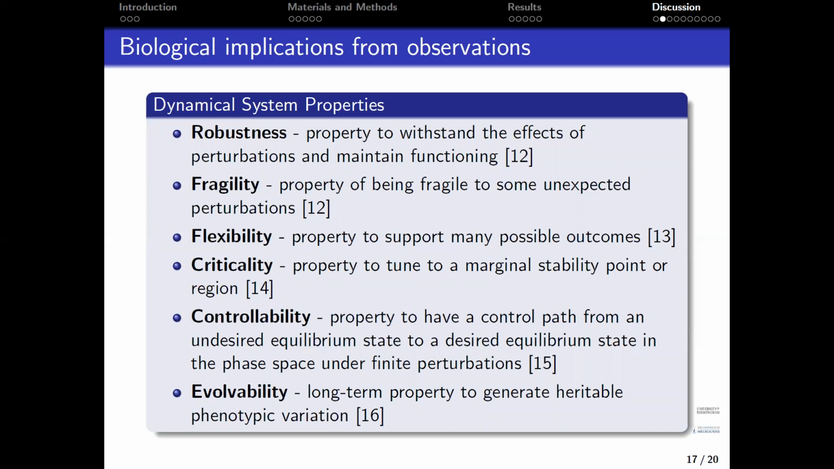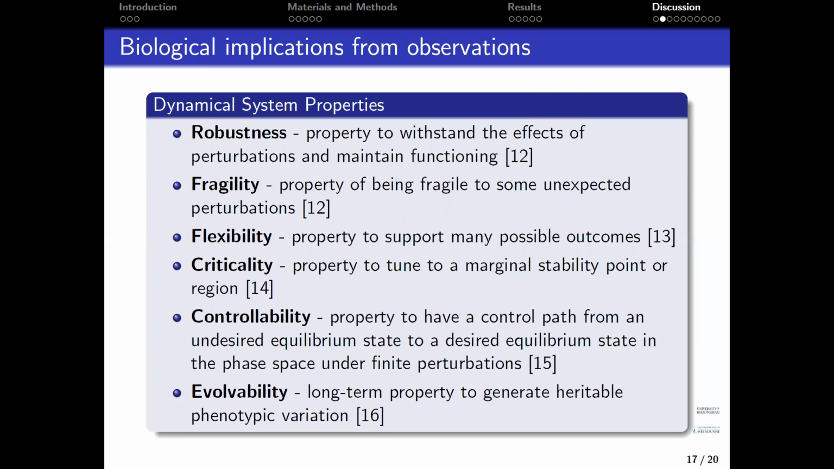So now with our observations, we want to understand their biological implications. For this, we have looked at some dynamical system properties of interest. Robustness is the property of the system to withstand the effects of perturbations and maintain its functioning. And at the same time, you have fragility, where the system is being fragile to some unexpected perturbations. System flexibility denotes the property to support many possible outcomes.